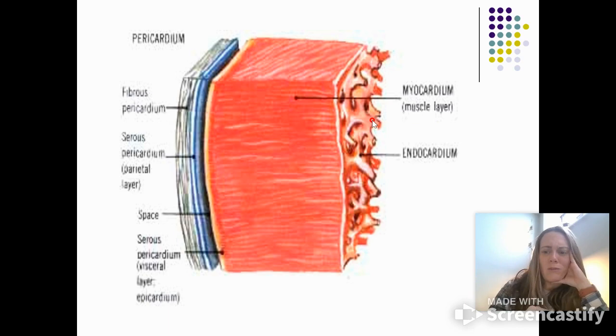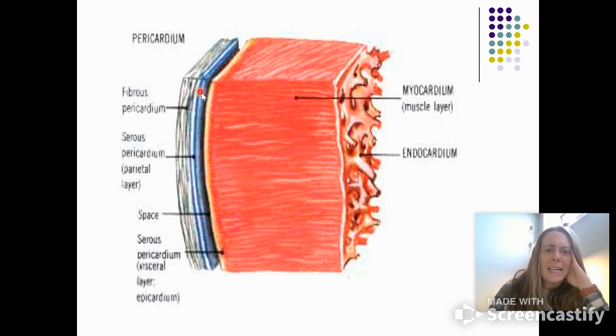Nice, smooth, frictionless surface. The bulk of the heart wall is going to be myocardium. What does that prefix mean? Myo, you guessed it, muscle. And this is going to be cardiac muscle tissue, which is not found anywhere else in the body, just in the heart. So this is our dominant tissue type.